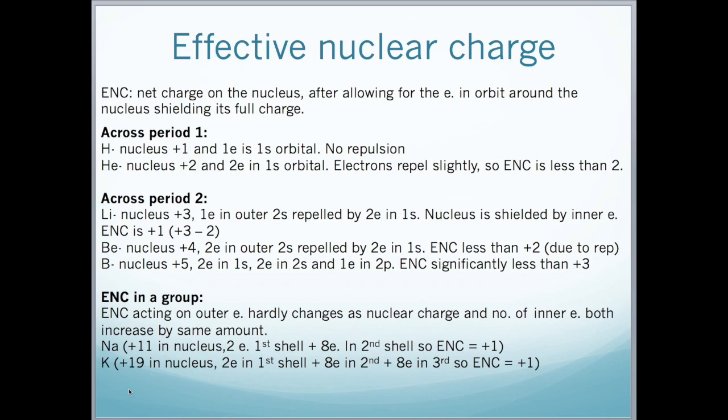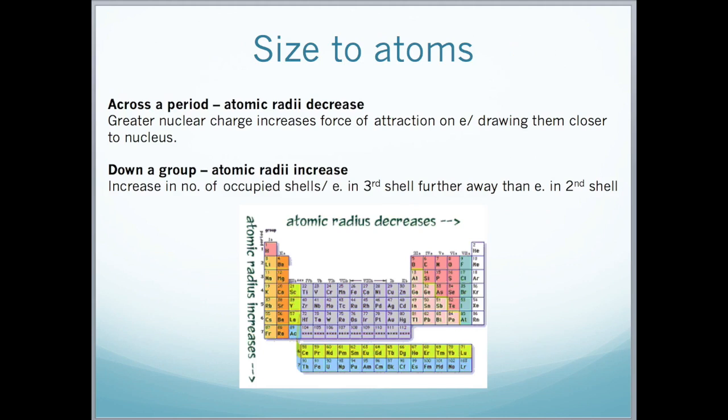Potassium has 19 protons, so the nucleus has a +19 charge. It has 2 electrons in the first shell, 8 electrons in the second, and 8 in the third, which means that it has 18 inner electrons. So to get the effective nuclear charge, we minus the 18 electrons from the charge of the nucleus, which gives us a +1. Size of atoms.